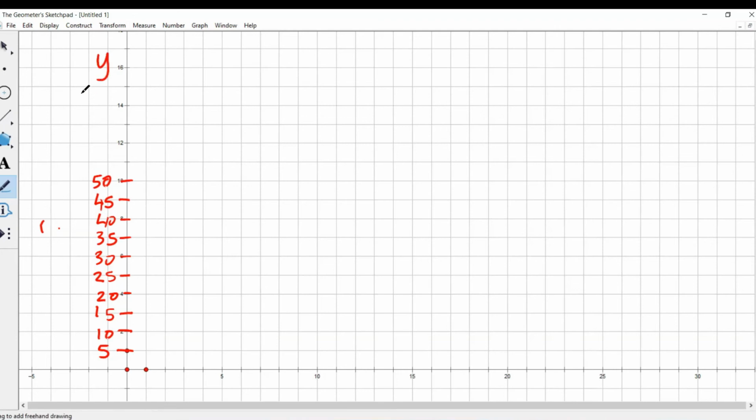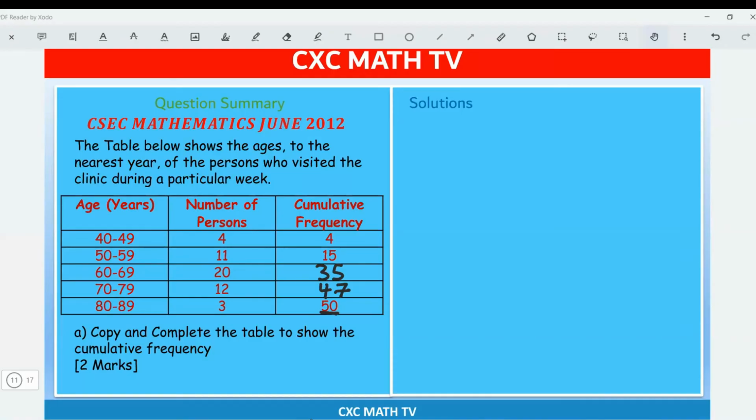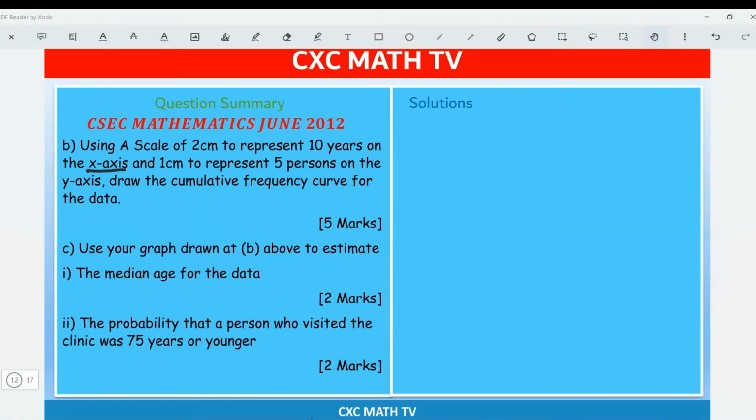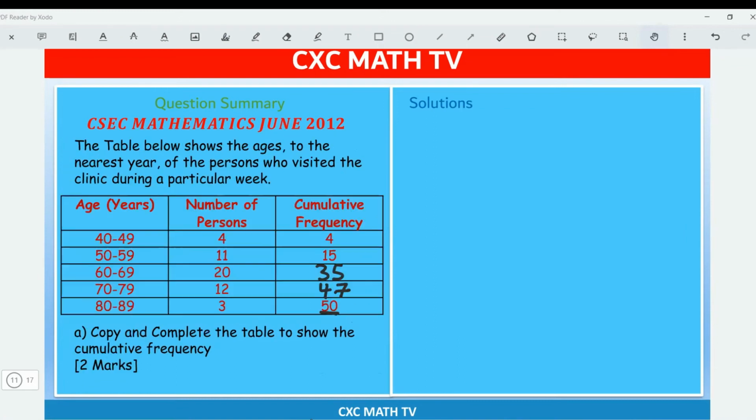All right, and on the y-axis, this is the frequency. I will use FRE to write frequency. Now on the x-axis, what was the x-axis scale again? 2 centimeters to represent 10 years. Now, remember that you're starting from pretty much age 40.